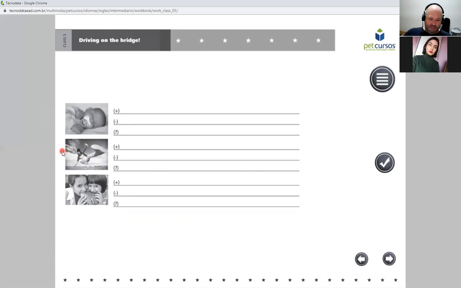Now about the hip hop girl. She's dancing in the park. She isn't dancing in the park. Is she dancing in the park?